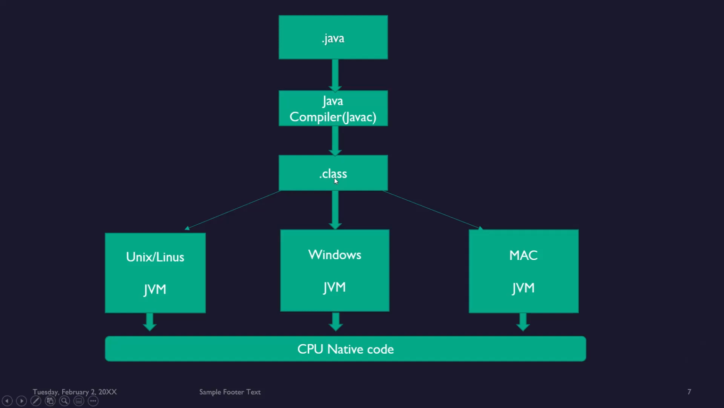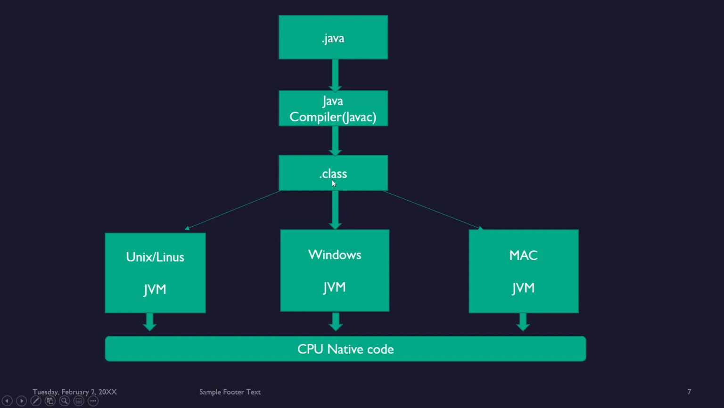Now the concept comes for the JVM. The JVM will be specific to your operating system. It will be different for Unix, different for Linux, different for Windows, and different for Mac, because JVM is platform dependent. Java is platform independent and JVM is platform dependent. That's why we say JVM is platform dependent: because JVM will be different for each operating system.